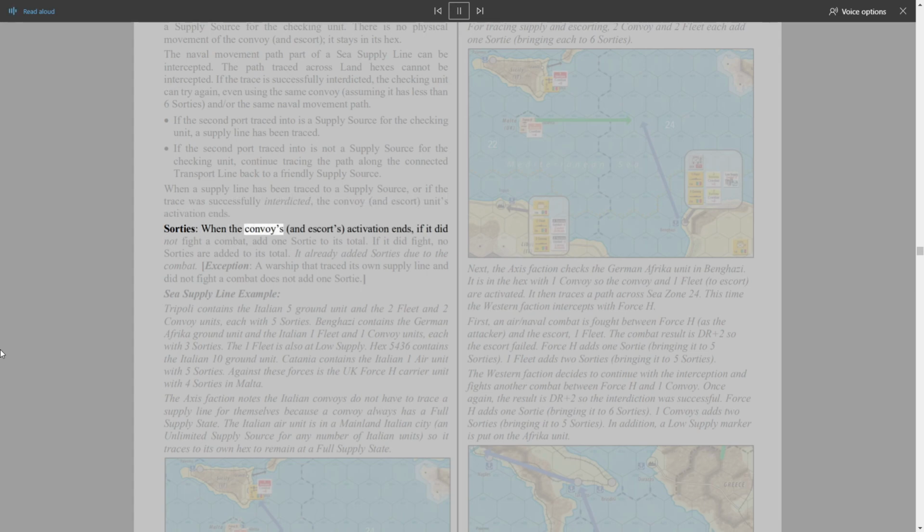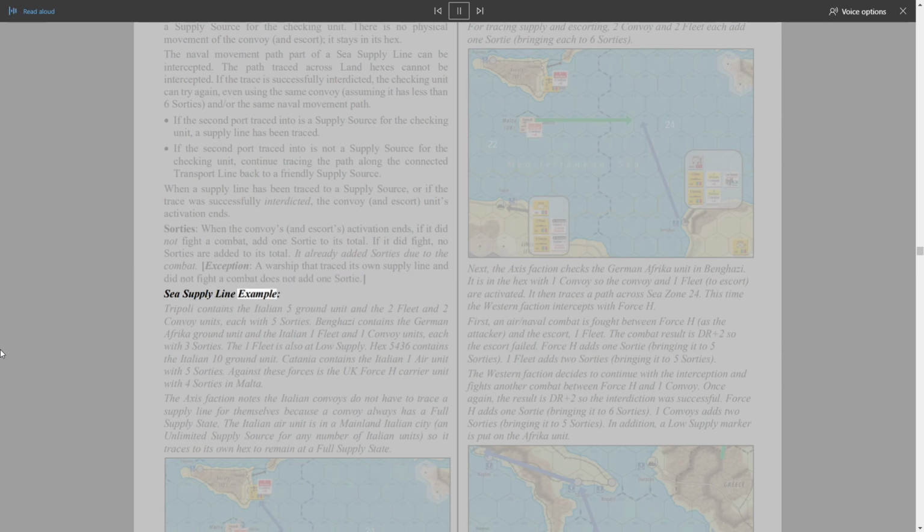Sorties: when the convoy's and escort's activation ends, if it did not fight a combat, add 1 sortie to its total. If it did fight, no sorties are added to its total. It already added sorties due to the combat. Exception: a warship that traced its own supply line and did not fight a combat does not add 1 sortie.